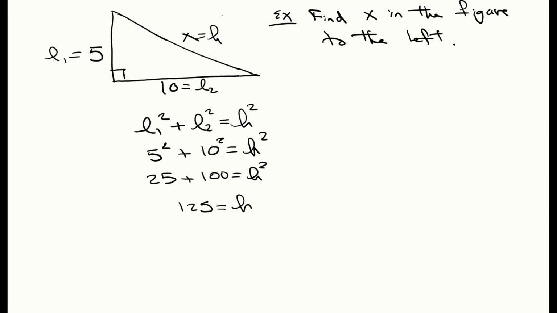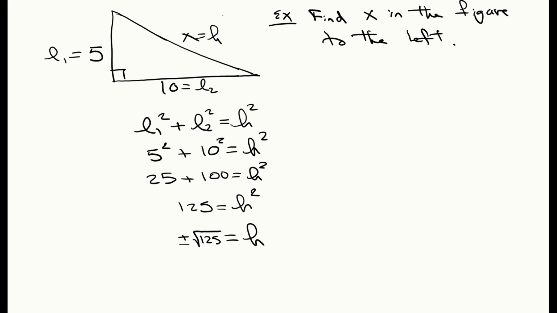So when we go to the next step, we have to look for the number that we have to square to get 125. And of course we know that's going to be the square root of 125. But if you recall, there are actually two numbers that do that. One is the positive square root of 125 and the other is the negative square root of 125. So if this were not a physical problem, we would write this as the correct answer.